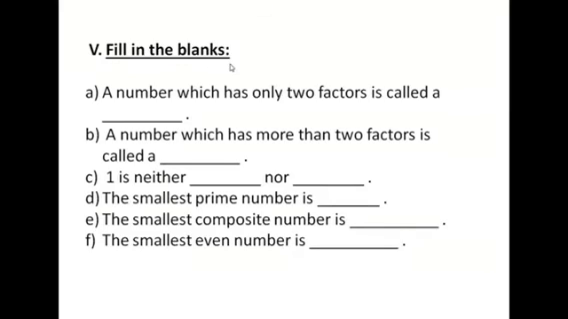Fifth main, fill in the blanks. A, a number which has only 2 factors is called a dash. B, a number which has more than 2 factors is called a dash. C, 1 is neither dash nor dash. D, the smallest prime number is dash. E, the smallest composite number is dash. F, the smallest even number is dash.